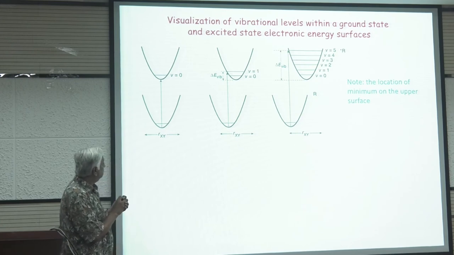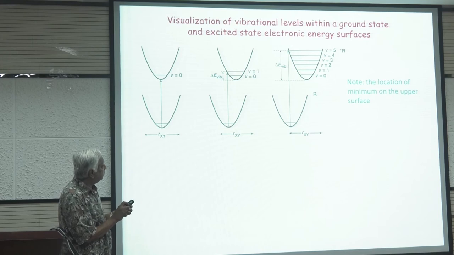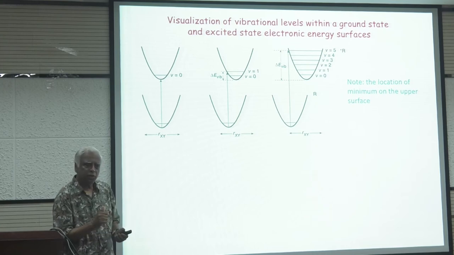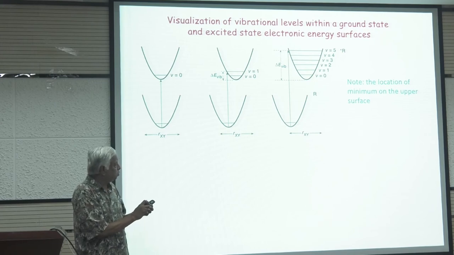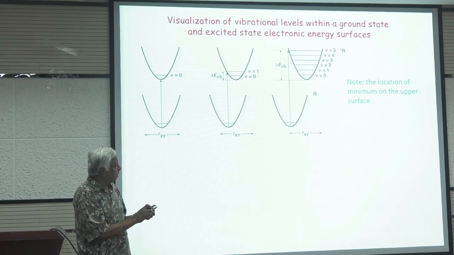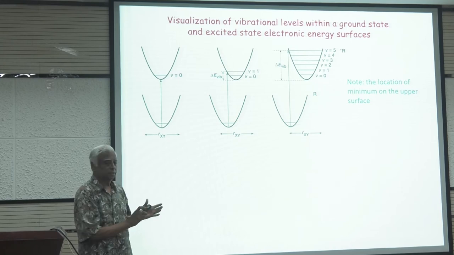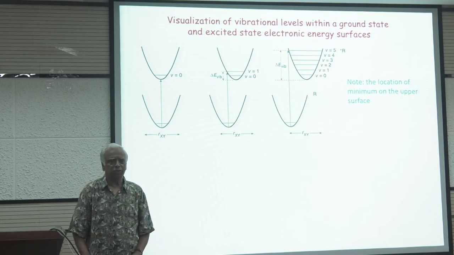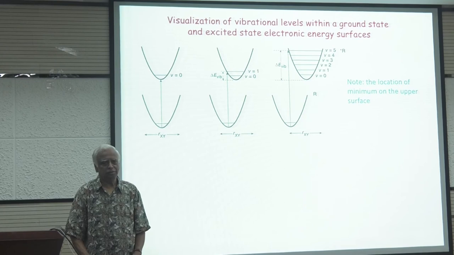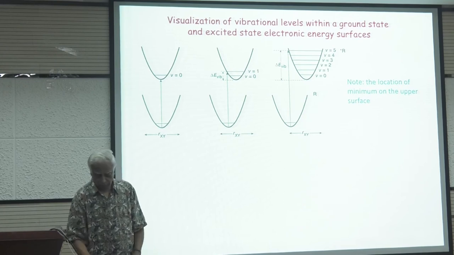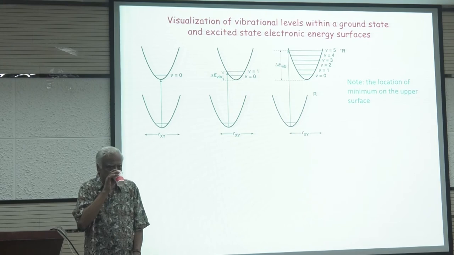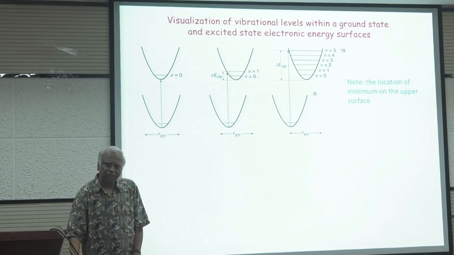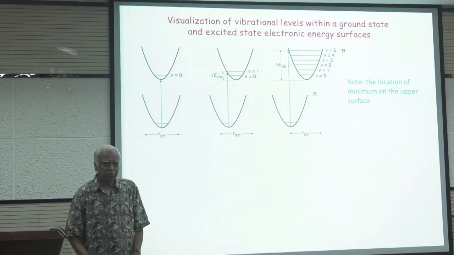So this is the beginning, and then you go from here to here. Remember this? From here, you don't go here. From here, you go up. This is the S0. This is S1. You don't go from here to here. When you absorb the light, it always goes up like that. What is the name of the principle? Franck-Condon principle. Remember that?